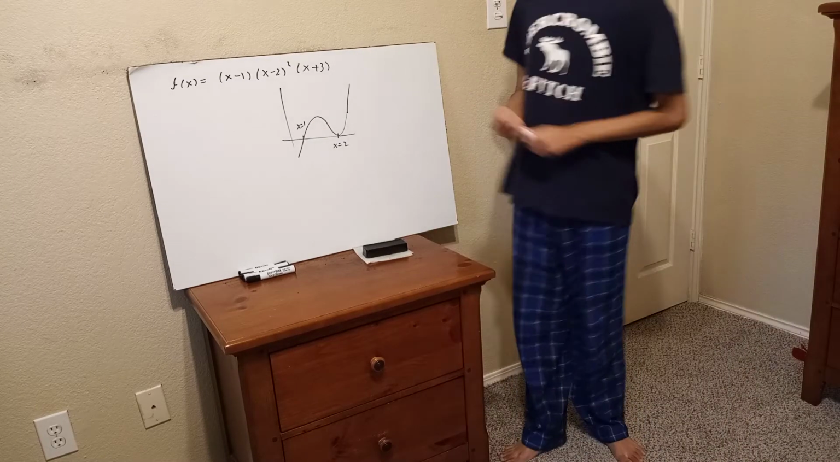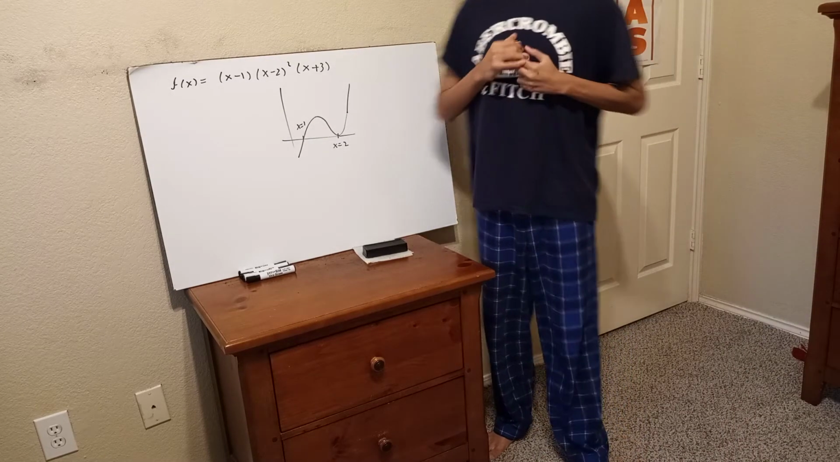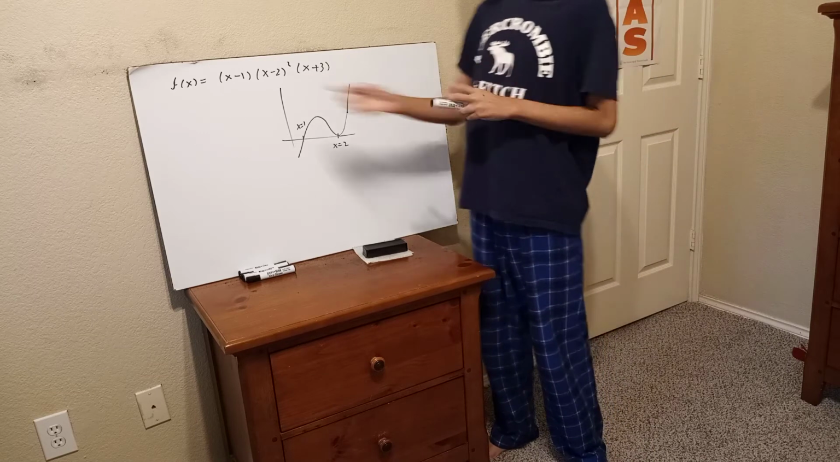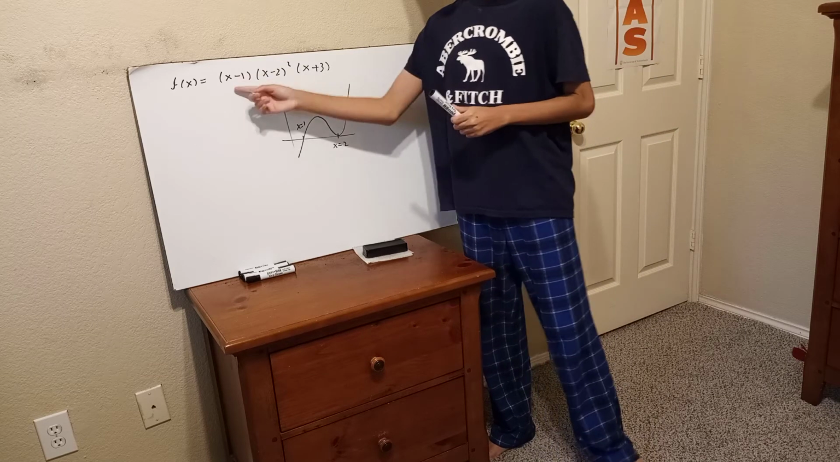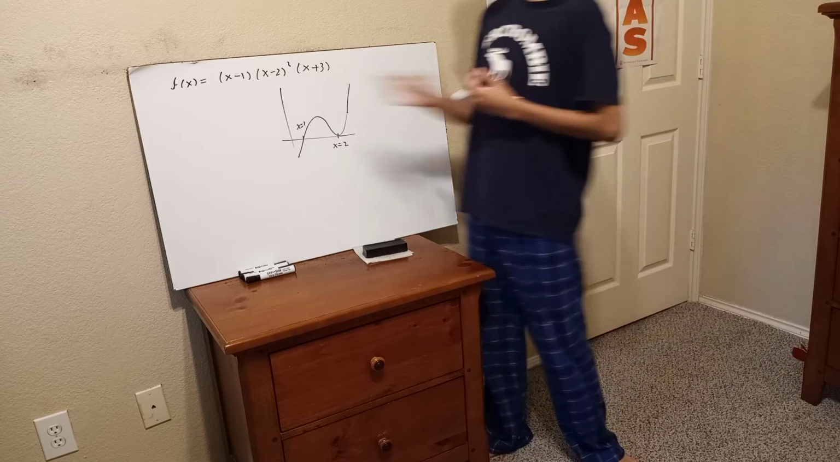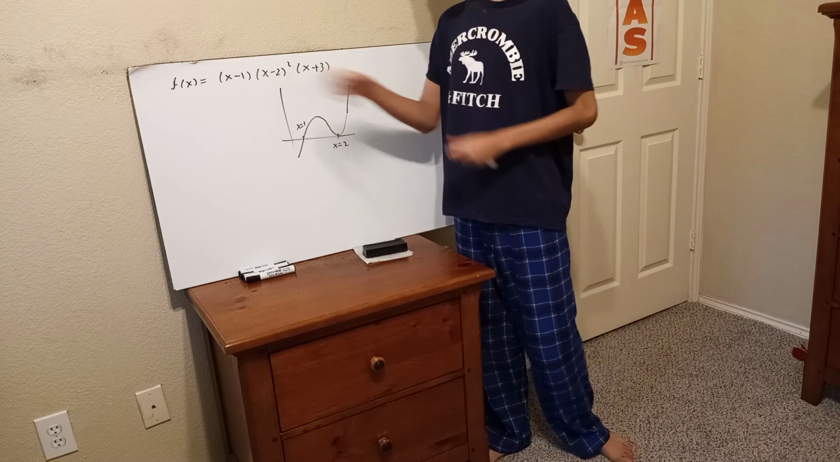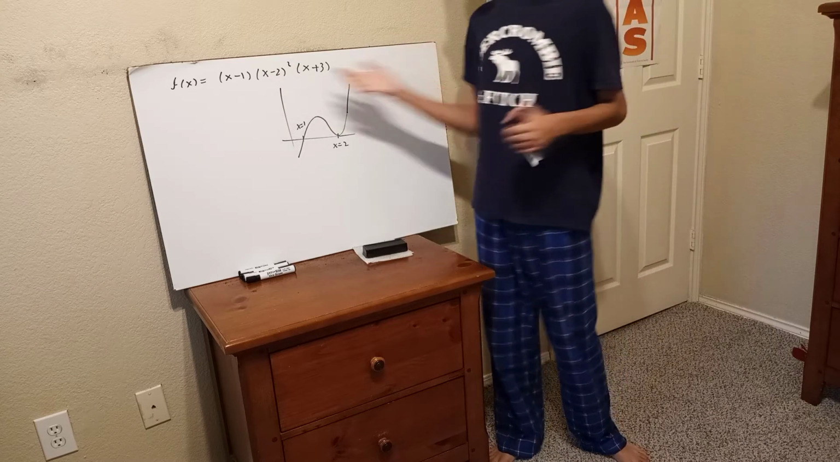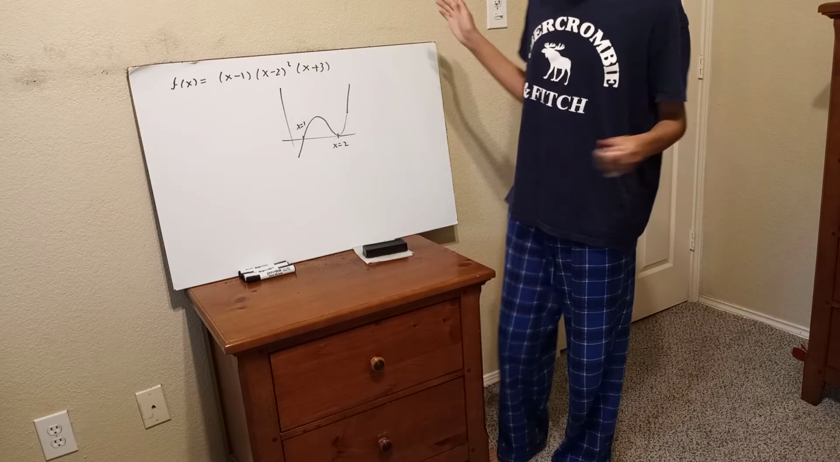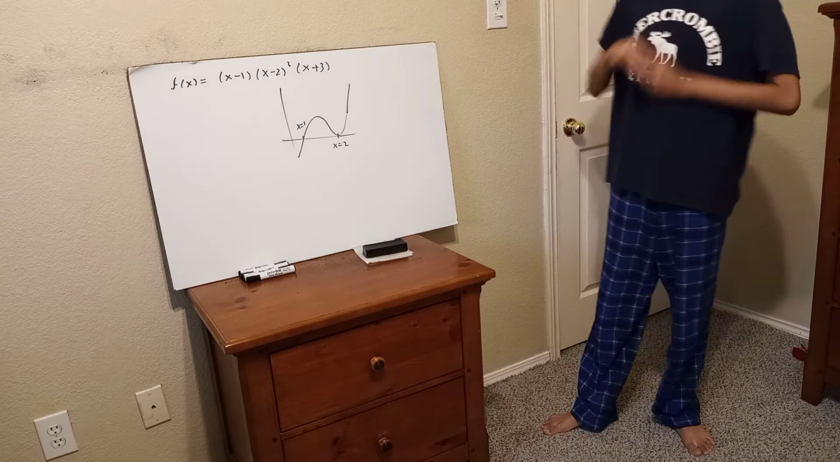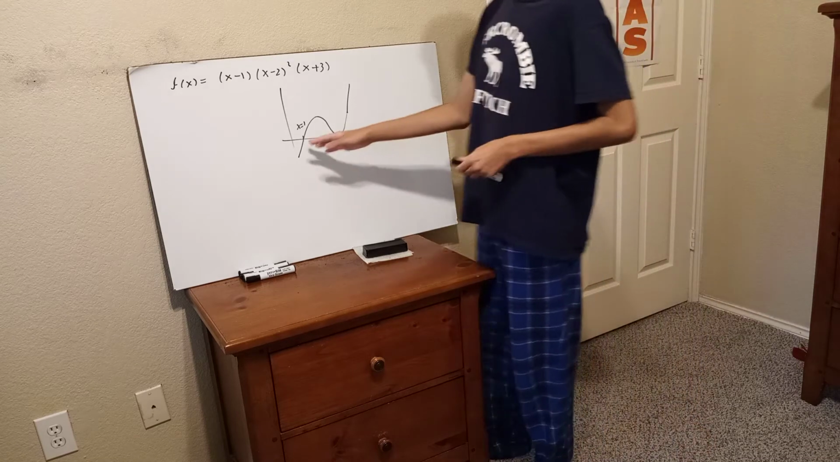Okay, so let's look at this polynomial right here. You may notice that there is a root at x equals 1 and x equals 2 here, because when you plug in 1 and 2, each of these factors goes to 0, so that means the whole thing becomes 0. But let's look at the function around these roots.